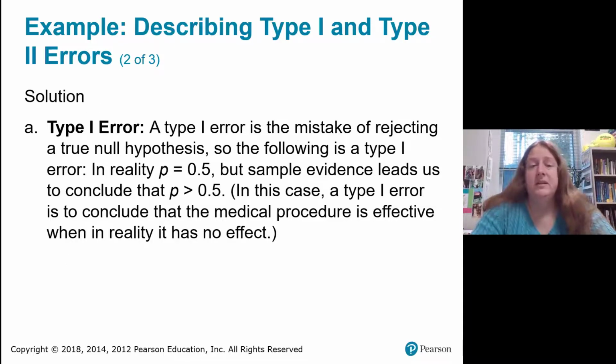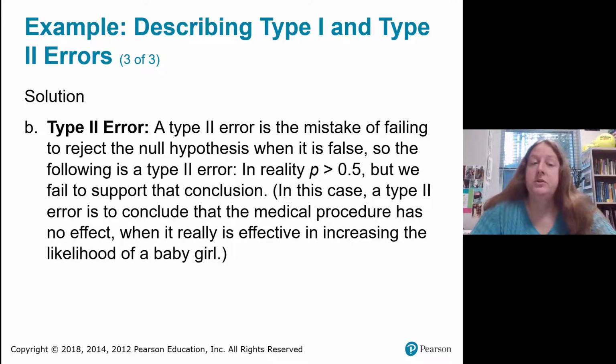A type 1 error is the mistake of rejecting a true null hypothesis. So in this case, we would say in reality P equals 0.5, but our sample evidence led us to conclude that P was greater than 0.5. That's a type 1 error. A type 2 error is where in reality P was greater than 0.5, but we failed to support that conclusion. Our sample evidence led us to not support the P is greater than 0.5 situation.